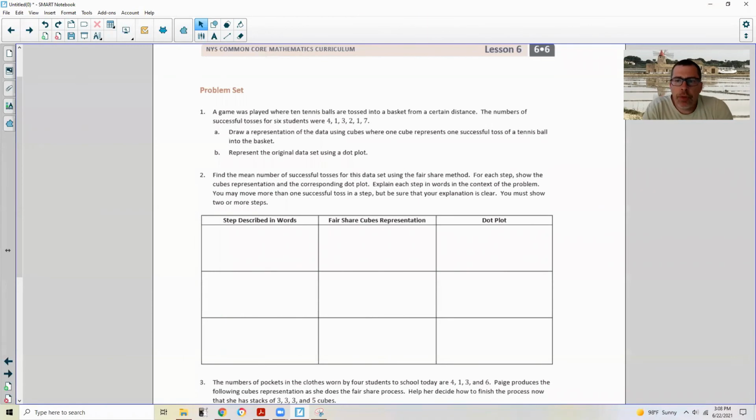Okay, page 6 brings us to the end of lesson 6. Go to your problem set.